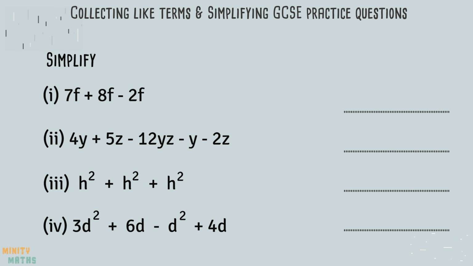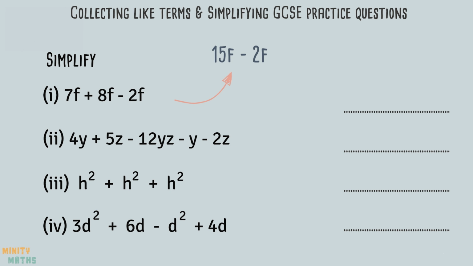These next set of questions are slightly trickier. Be mindful of the first question, as there is a subtraction. As all the terms are the same, we can simply add the first 2 terms and subtract the last. In the second question, there are 3 different types of terms: y, z, and yz. Let's gather the like terms and simplify any that we can. Now all the terms that are remaining are different. We cannot add or subtract terms that are not like terms. Therefore this expression is now in its simplest form.